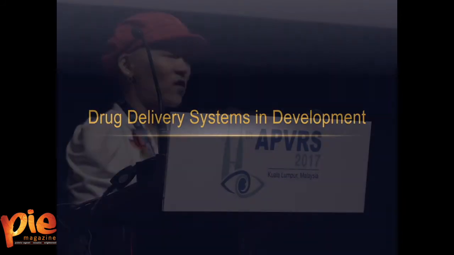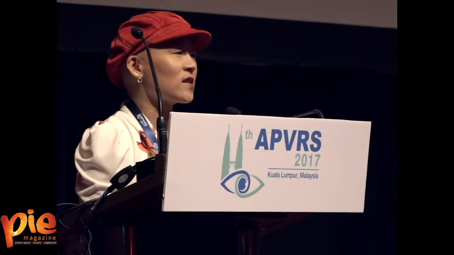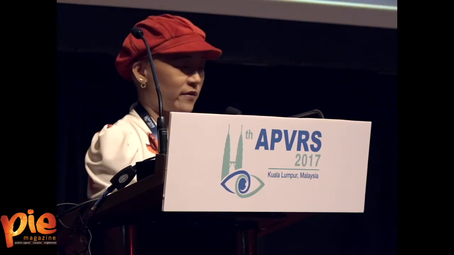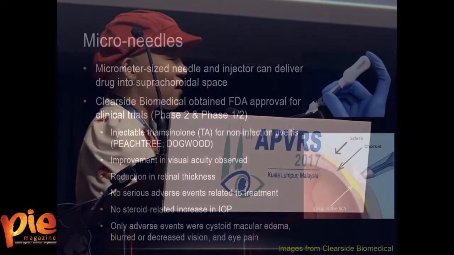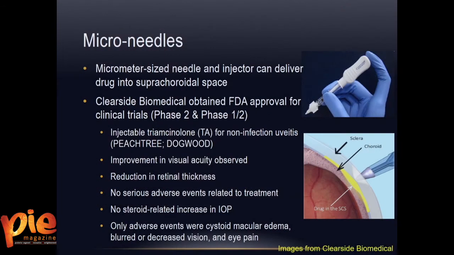So let's look at some of the drug delivery systems, and some are going to be focused on anti-VEGF, some are actually on other drugs such as corticosteroid. The first technology I want to talk about is microneedles. These are micro-sized needles with an injector that can deliver targeting the suprachoroidal space. Now, Clearside Biomedical is a company in the U.S. that actually obtained FDA approval for clinical trial use of their device.